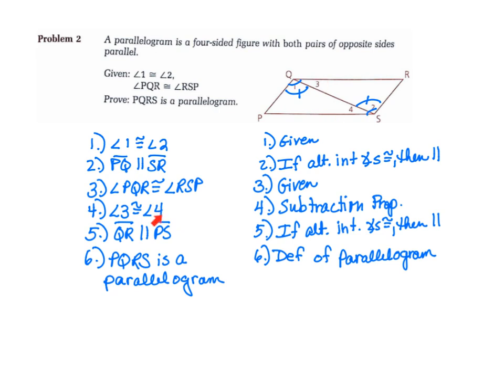Now, these two angles are alternate interior angles. Therefore, I know, since they're congruent, that QR is parallel to PS. If alternate interior angles are congruent, then lines are parallel. Then I finally know that PQRS is a parallelogram by the definition of parallelogram.